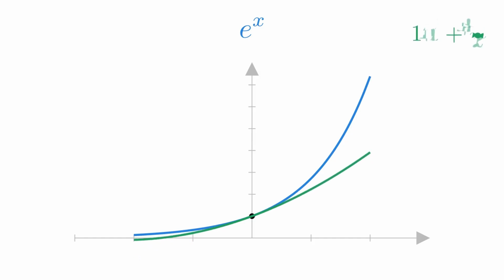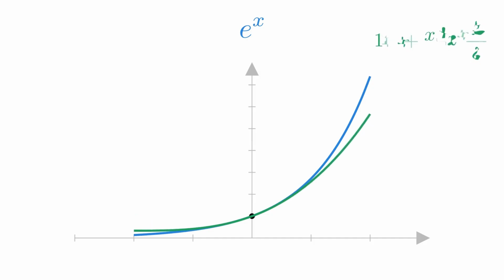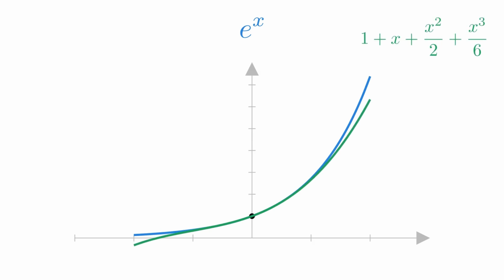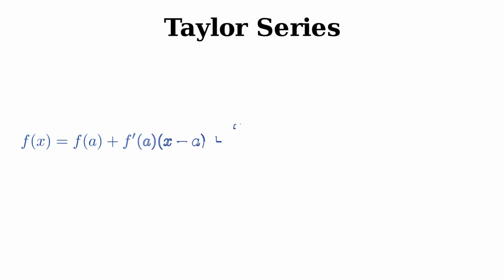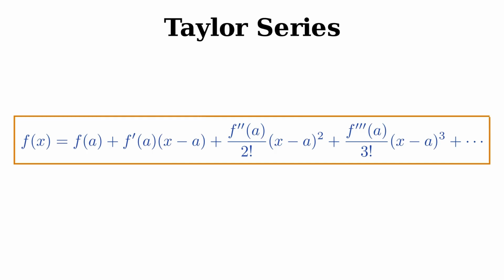Then we match the curvature. Then the next level of bending. Then the next. Each new term captures another piece of the function's behavior. Every Taylor series follows the same pattern. The function value contributes the constant term. Each derivative contributes another term. Together, they build a polynomial that approximates the original function.